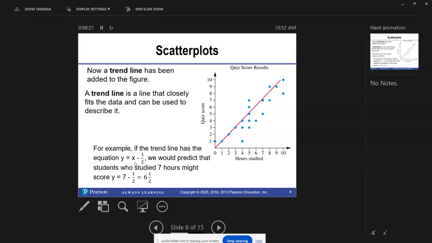Okay, so here we're trying to predict, let's say you were trying to predict what someone would make that studied for 8 hours. Then 8 is your x, it's your horizontal axis. You would take 8 and plug it in for x and work it out to get your answer for y, which is your quiz score.